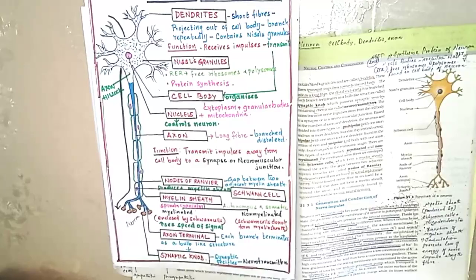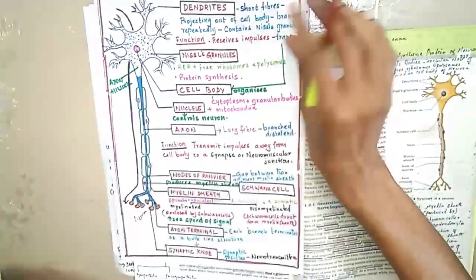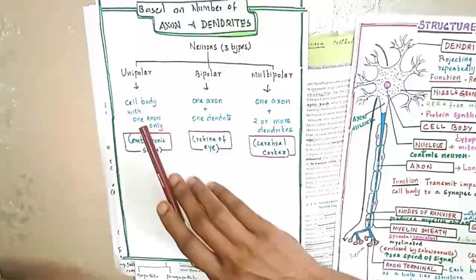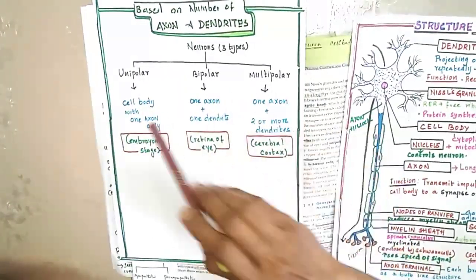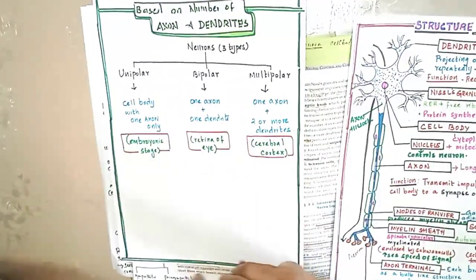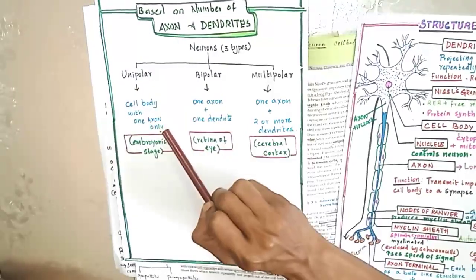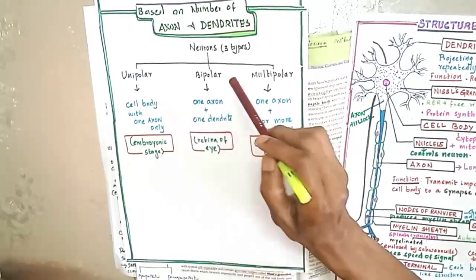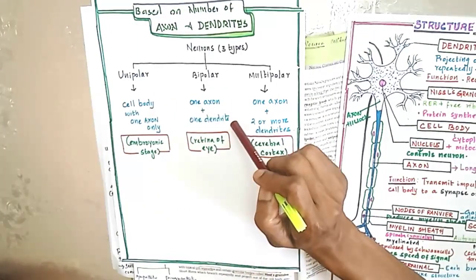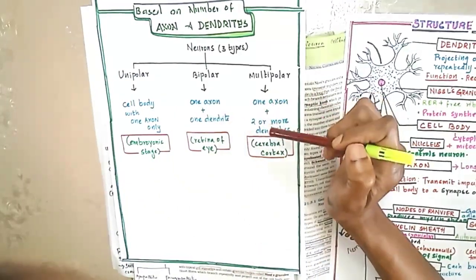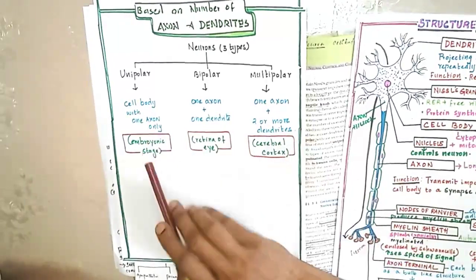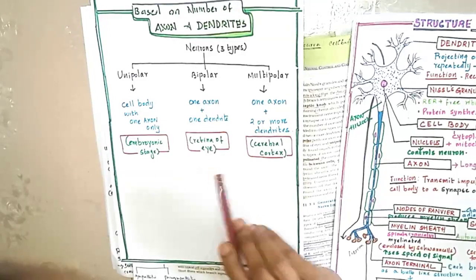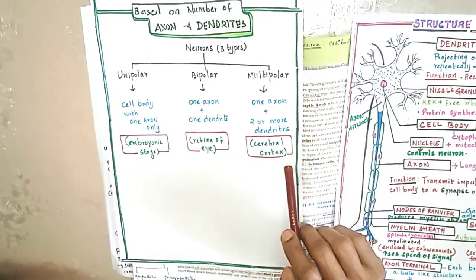Neurotransmitters are nothing but chemical messengers. Based on the number of axons and dendrites, neurons are of three types: unipolar, bipolar and multipolar. Unipolar means the cell body has only one process. Uni means one, so it is easy to remember: cell body with only an axon, no dendrites. Bipolar has one axon and one dendrite. Multipolar has one axon and two or more dendrites. Unipolar neurons are seen in the embryonic stage. Bipolar neurons are seen in the retina of the eye. Multipolar neurons are seen in the cerebral cortex.